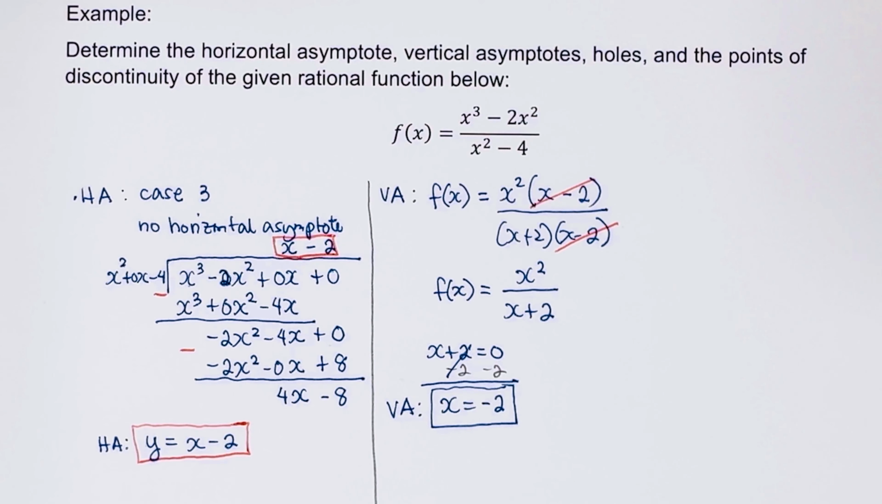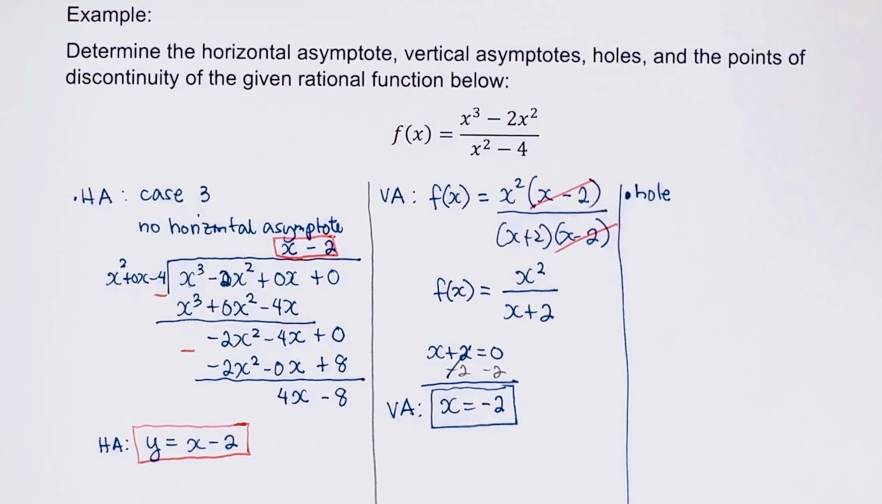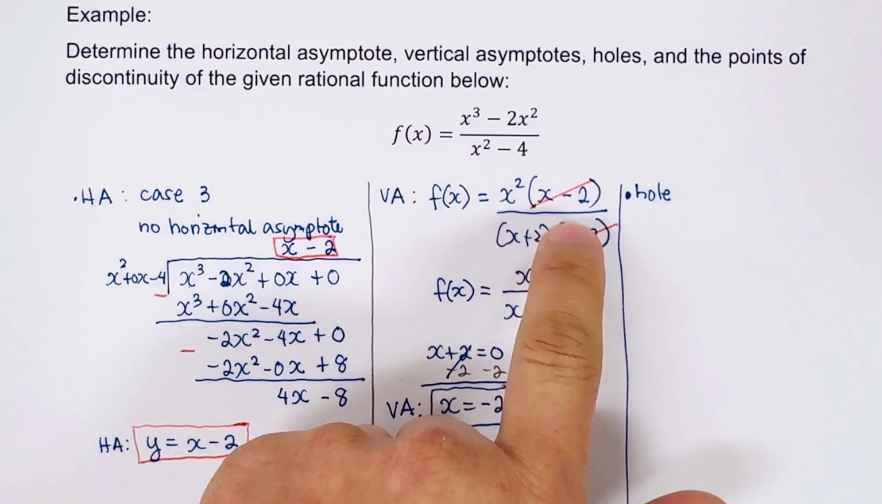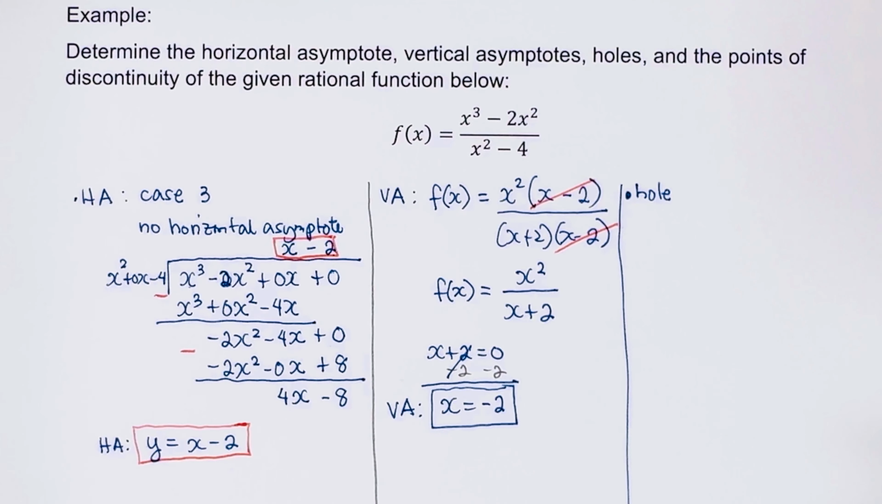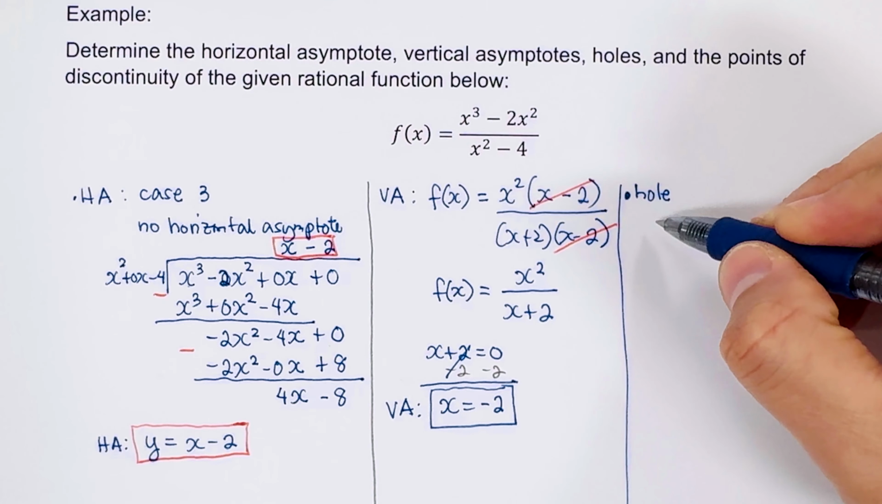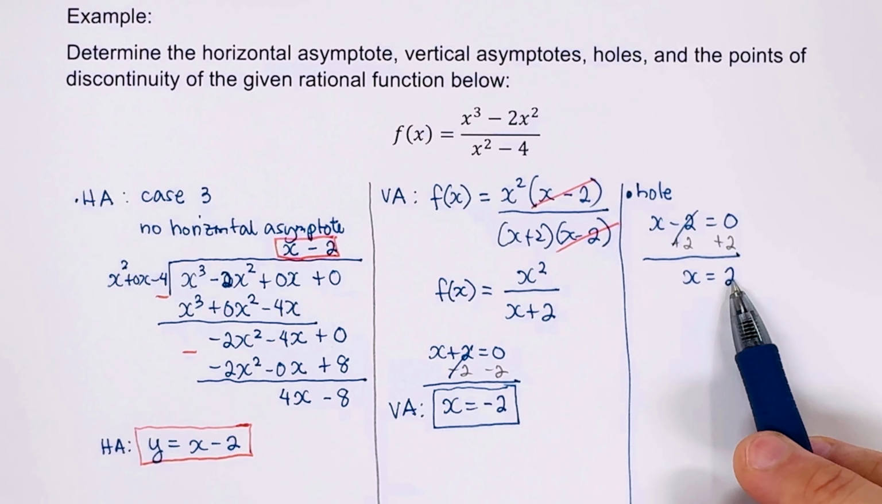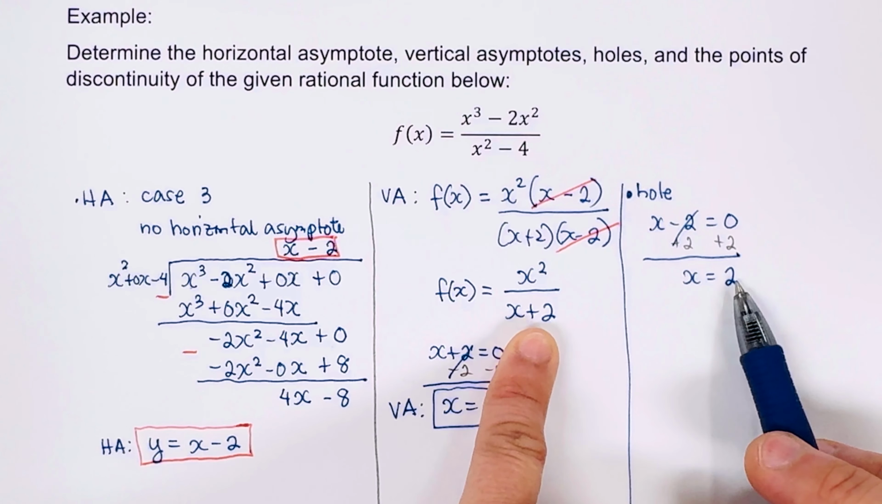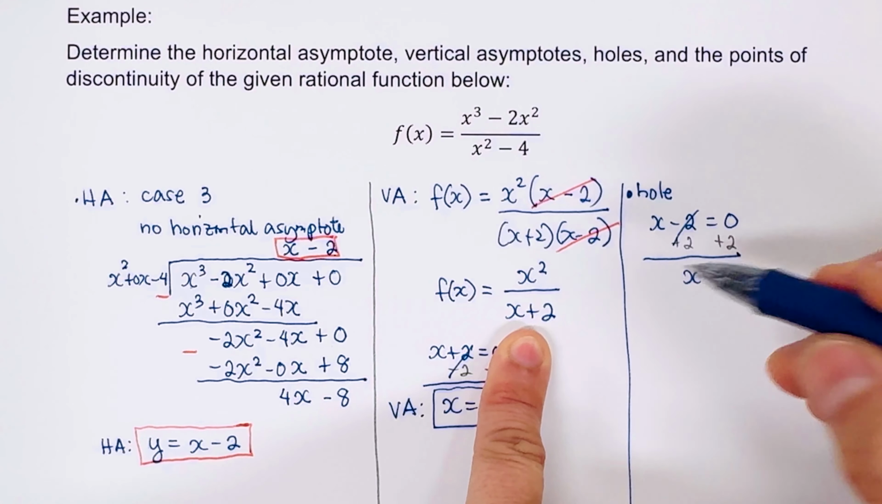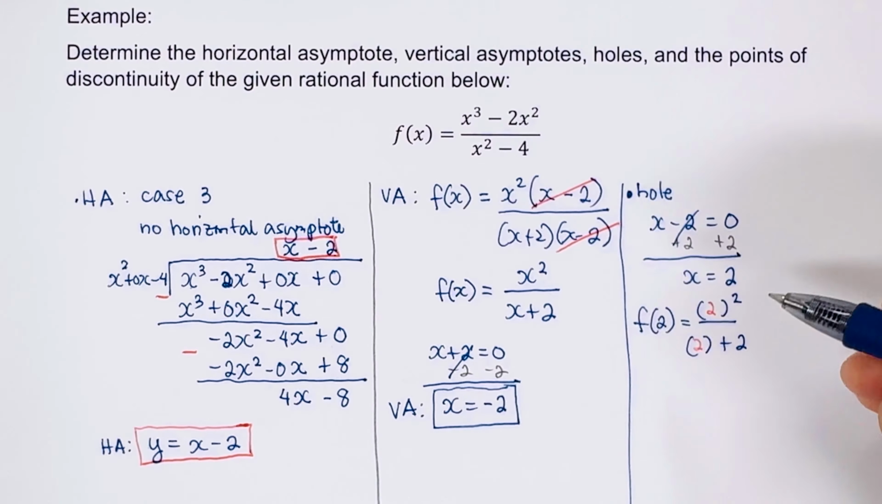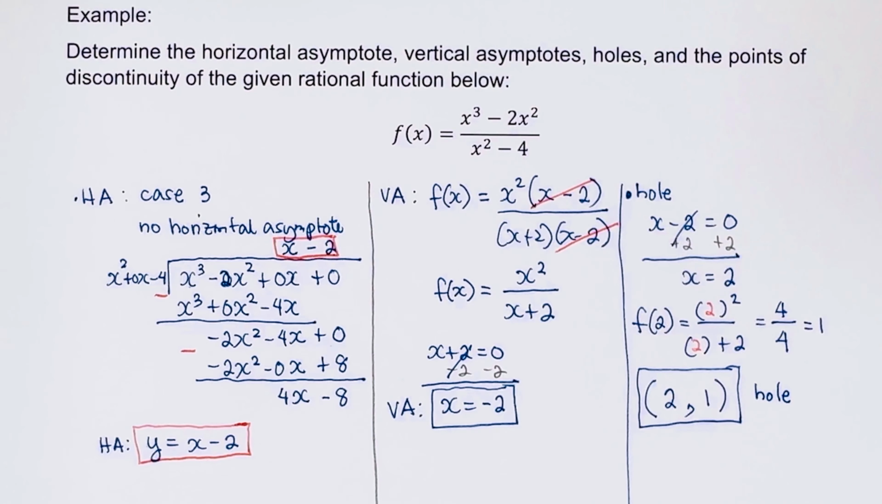Now let's find the hole of this function. The hole of a rational function comes from the factor that has been crossed out. So in this case right here, we have x minus 2. So we're going to set that equal to 0 and we solve for x. So this is the x coordinate of our hole. Now let's find the y coordinate for this. To do this, we're going to use the simplified form right here. And then we plug in this x to solve for y. So the coordinate of the hole is at 2, 1.